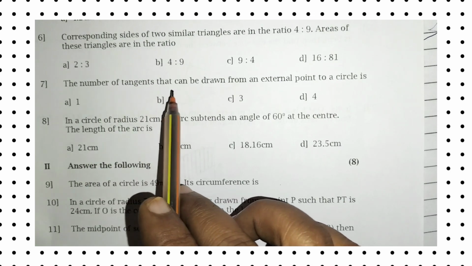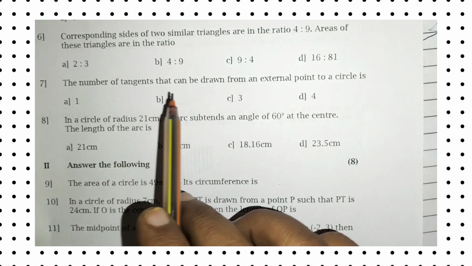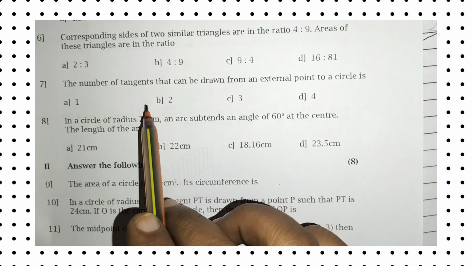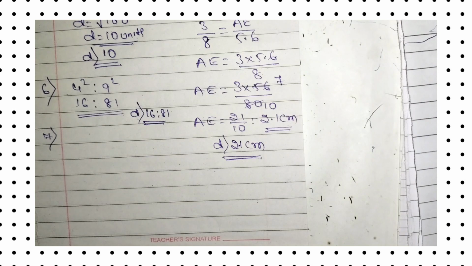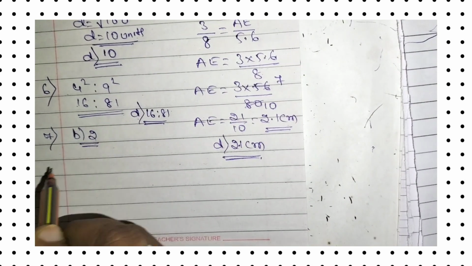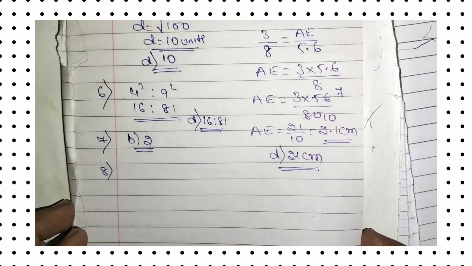The number of tangents that can be drawn from an external point to a circle. So from an external point, how many tangents can be drawn to the circle? Maximum, only we can draw two tangents. So option B, 2 is the right answer. Now let us move to question number 8.